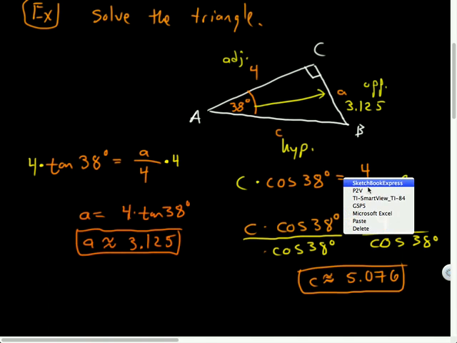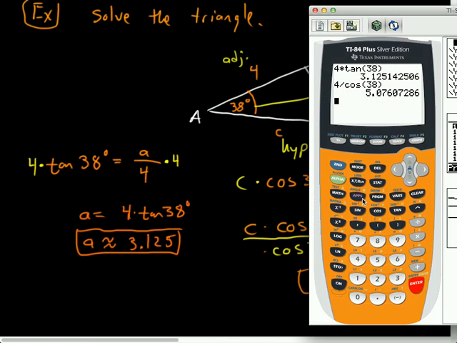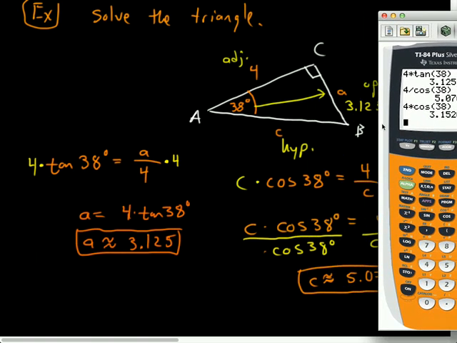And I want to point out, sometimes if I did do this wrong, what if I accidentally said 4 times the cosine of 38? And I hit enter, and I got 3.15. Would that make sense according to the sketch? Why?